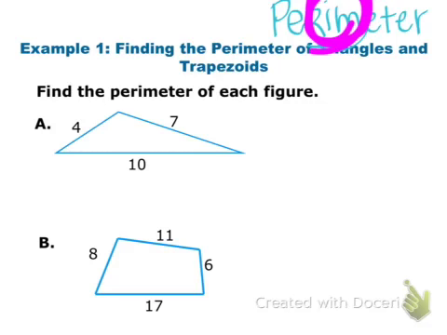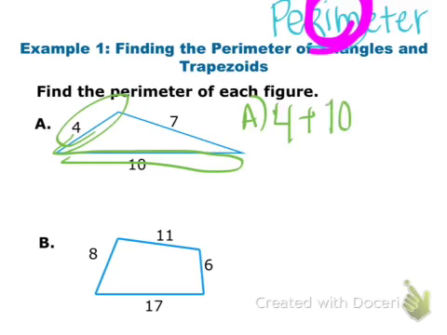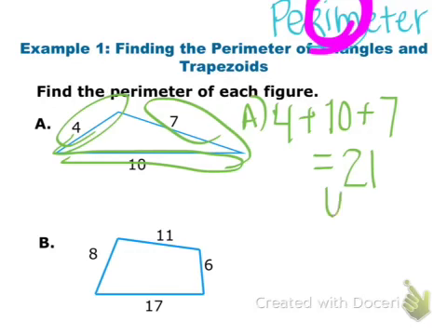So for part A, or letter A, we've got this side, which is 4, and we're going to add to that this side, which is 10, and add to that the final side, which is 7. So when you add all of those up, 4 plus 10 is 14, and then 14 plus 7 equals 21, and this is really messy. So for example 1A, we should get 21 units.